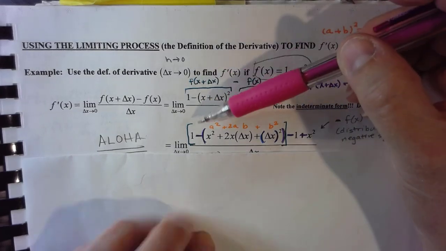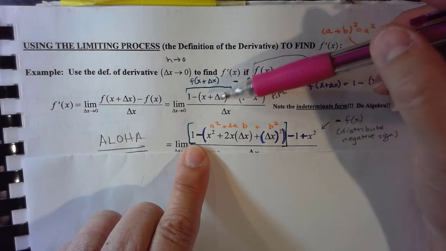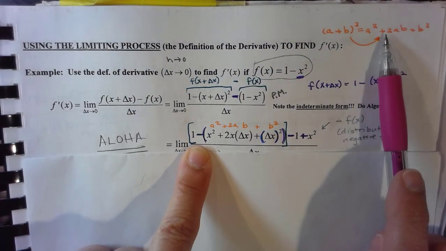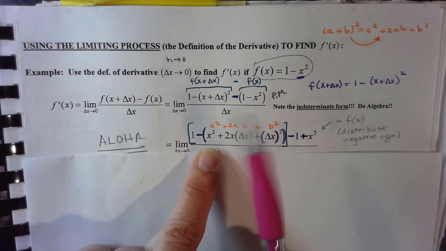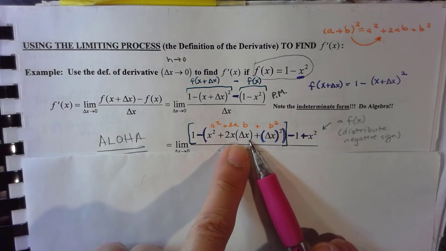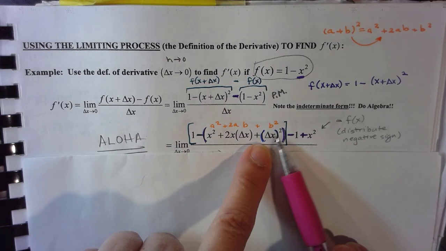So first of all, I'm going to write 1 minus. I'm going to leave the parentheses. I'm going to expand this. You should be able to expand a binomial. A plus b quantity squared is a squared plus 2ab plus b squared. So x squared plus 2 times x times parentheses delta x plus the quantity delta x quantity squared.